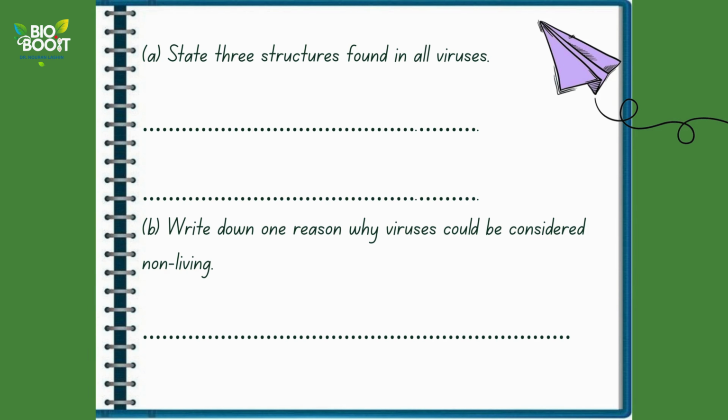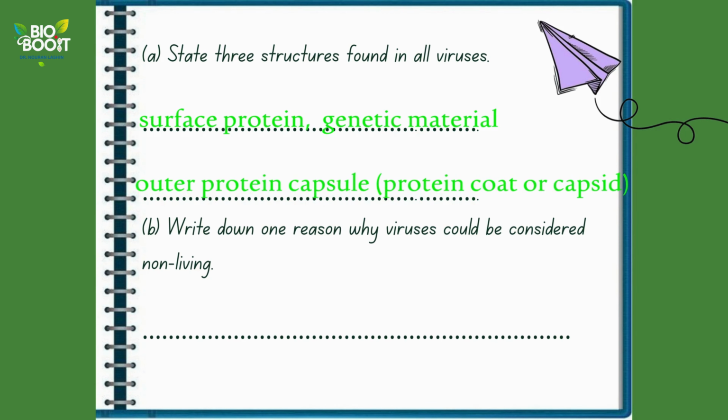A. State 3 structures found in all viruses. Genetic material, DNA or RNA. This is the core of the virus, containing the instructions needed to replicate. It can be either DNA or RNA, but never both. A protein coat, capsid. This is a shell made of protein subunits called capsomeres that surrounds and protects the genetic material. To provide a full three-part answer as the question asks, surface protein. Genetic material, DNA or RNA, protein coat, capsid.